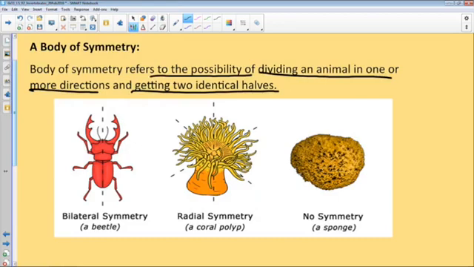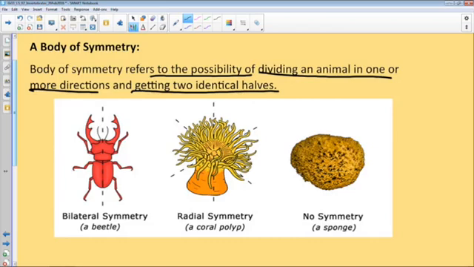It is looking at the possibility in which we divide organisms in one or more directions to get two identical halves. And by the way, is it possible to divide every organism to get two possible halves? Well, we're not too sure, but let's look at some examples.